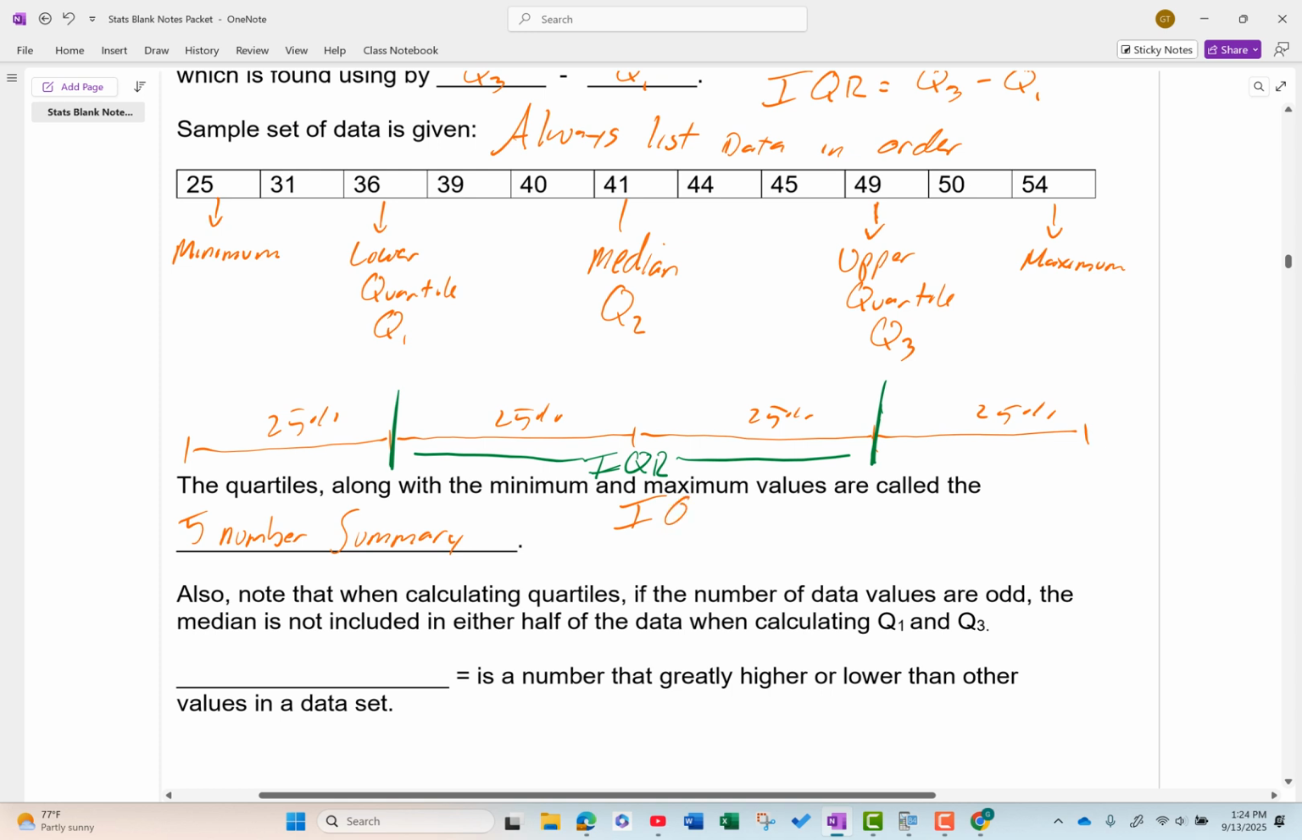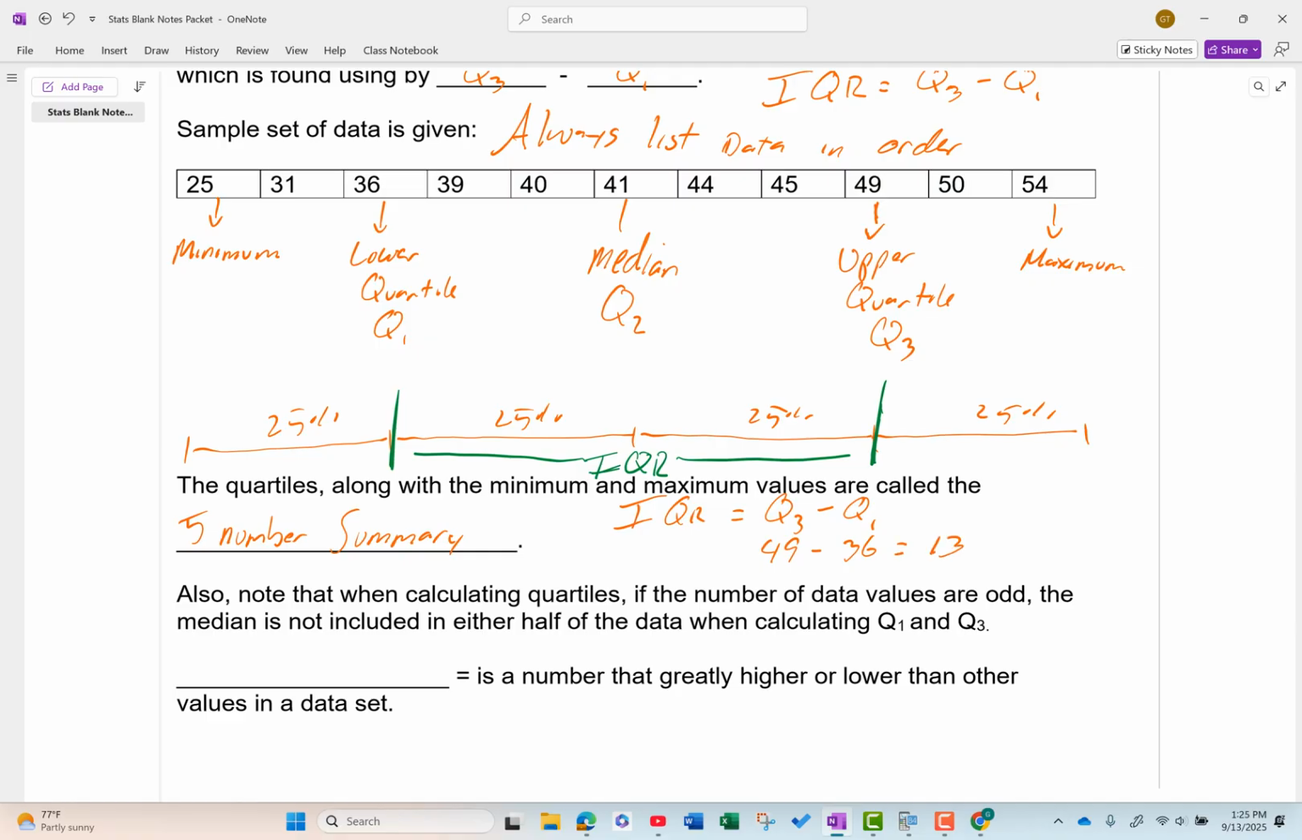My IQR equals Q3 minus Q1, and that value is 49 minus 36. So my IQR is 13. That's my interquartile range. And these points, the minimum, the maximum, Q1, Q2, and Q3, are known as my 5-number summary.